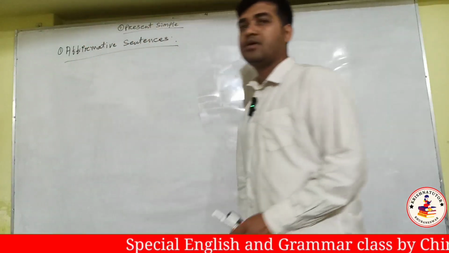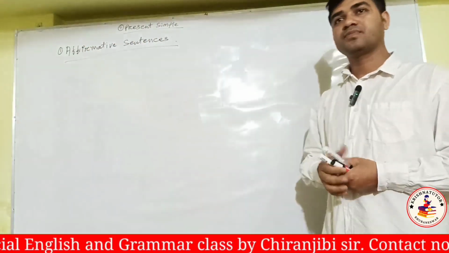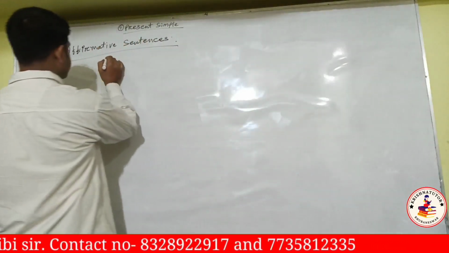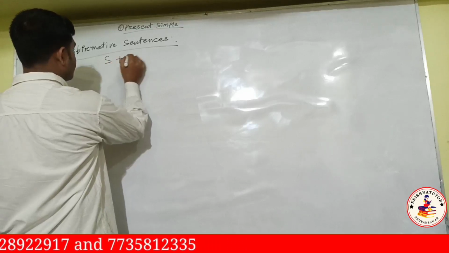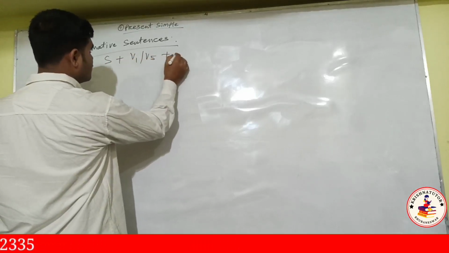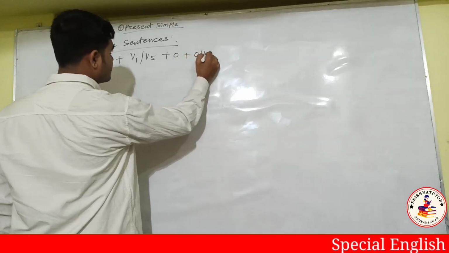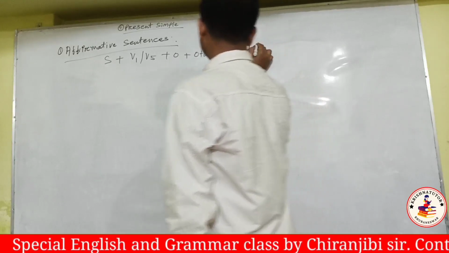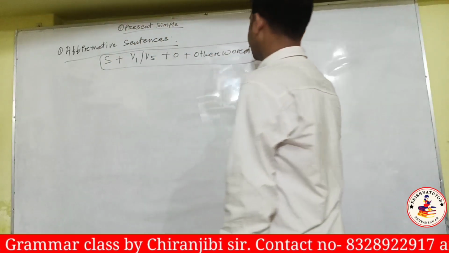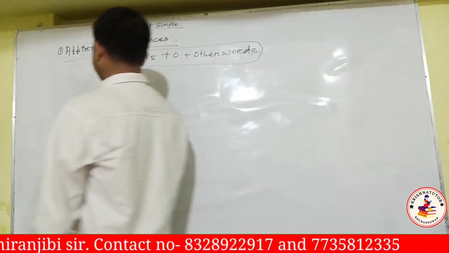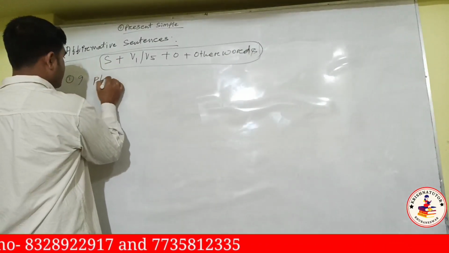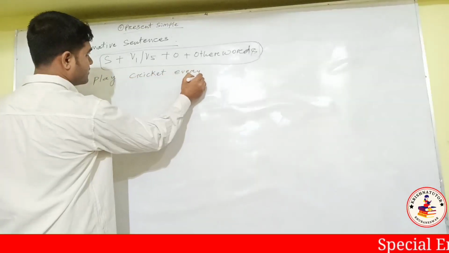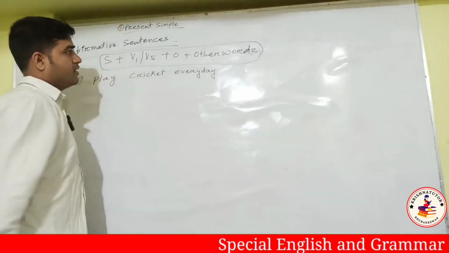Affirmative sentences, write it, no problem. First is present simple tense affirmative sentence. The structure goes like this: subject plus V1 or V5 plus object plus other words. Okay, this is the structure of an affirmative sentence. So if I write, I play cricket every day. I play cricket every day.